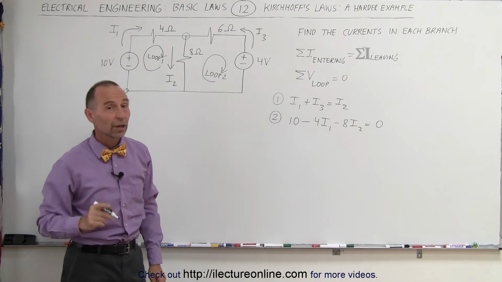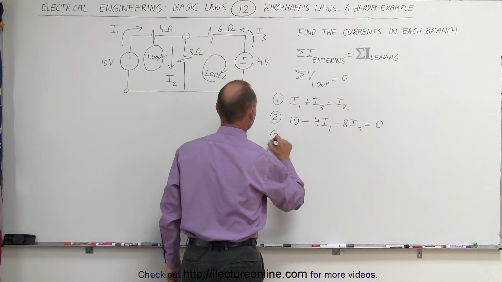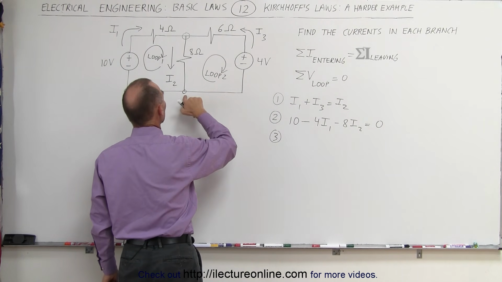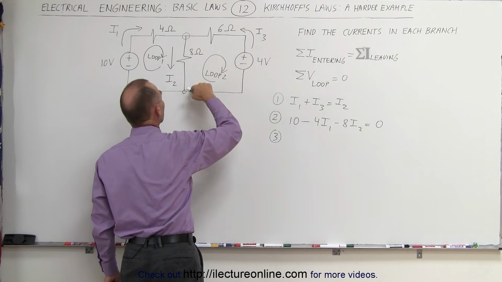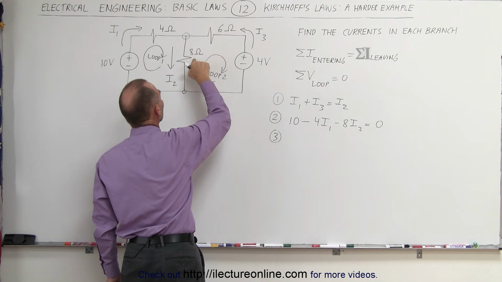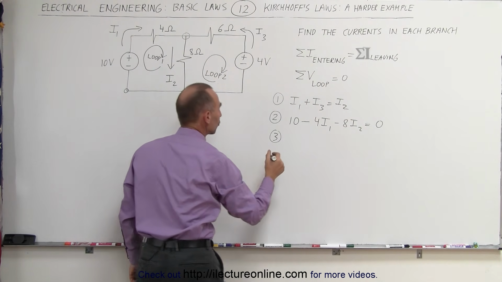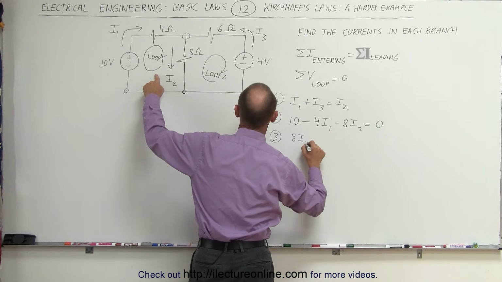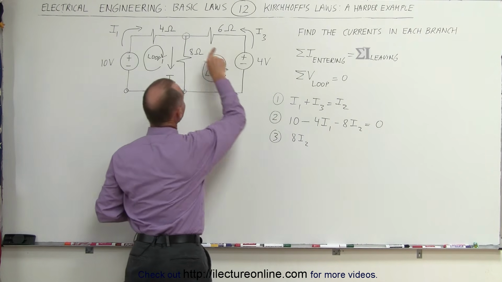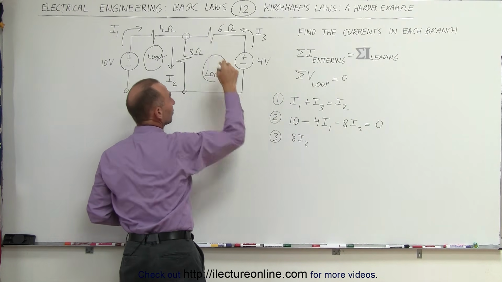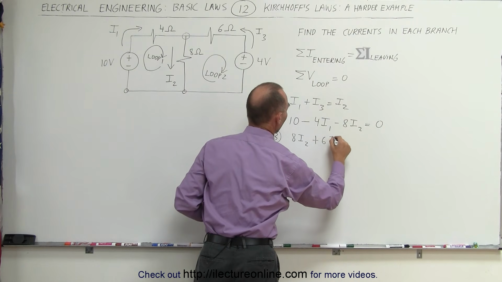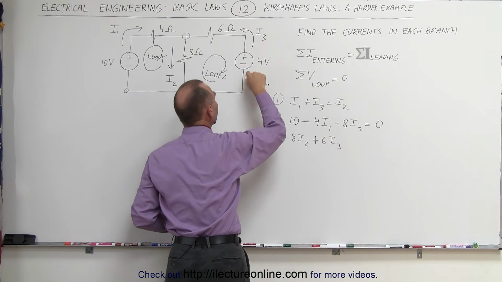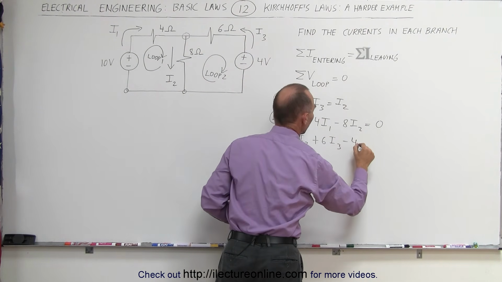That's equation number 2. Equation number 3 can be found by starting at any node in the loop. Let's start with this node. Going from here in a clockwise direction across this resistor against the current, that means that's a voltage rise. That's plus 8 times the current, I2. Then in this direction, that's against the current, that's a voltage rise, plus 6 times I3. And then from here to there, that's from the positive end to the negative end of the battery, that's a minus 4 volt drop.